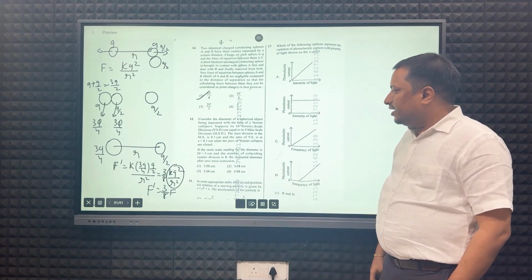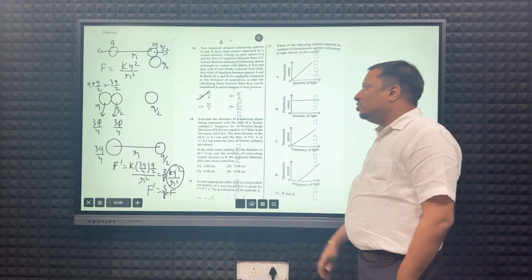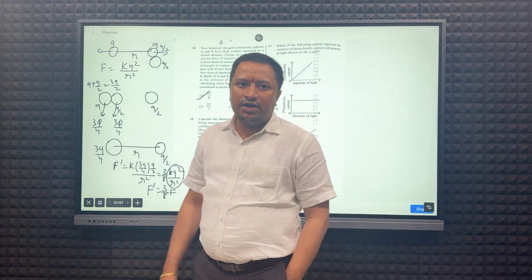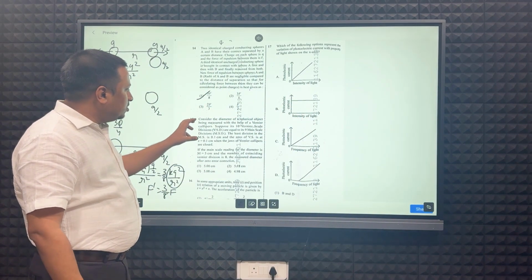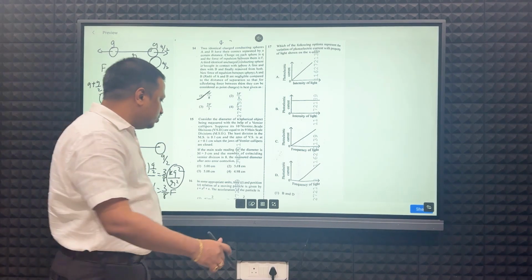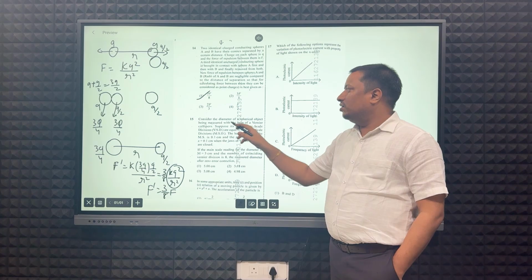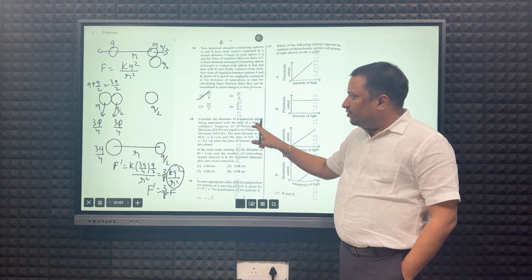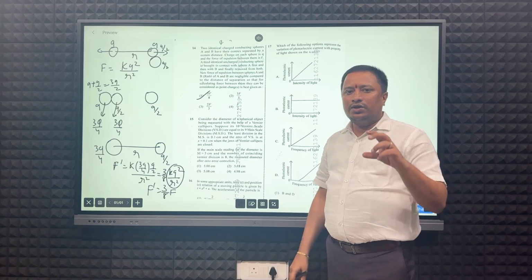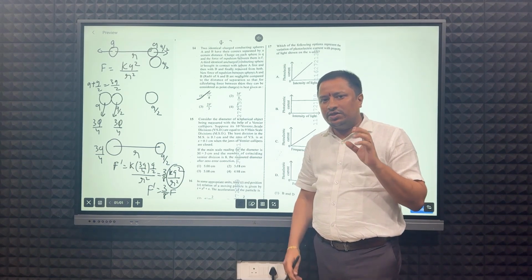Let us go to the next question, that is question number 15. This is of error and measurement. We are using a vernier caliper as well as the least count reading and all. Let us do this. What are they saying? Consider a diameter of a spherical object being measured with the help of a vernier caliper. There is a spherical object whose diameter has to be measured using a vernier.